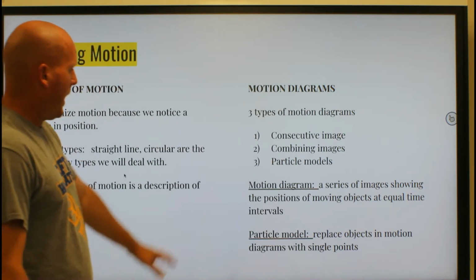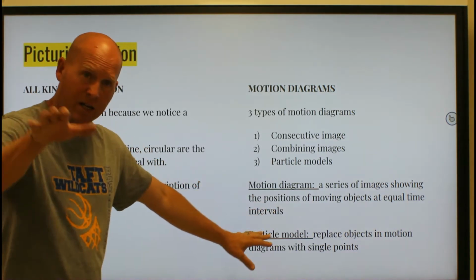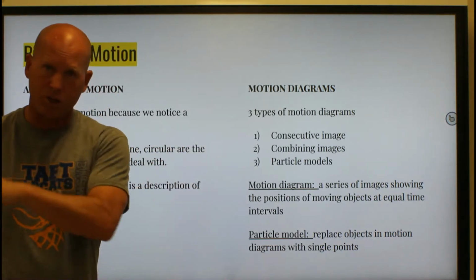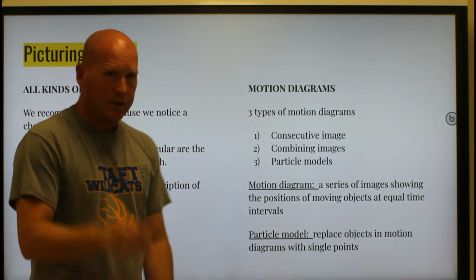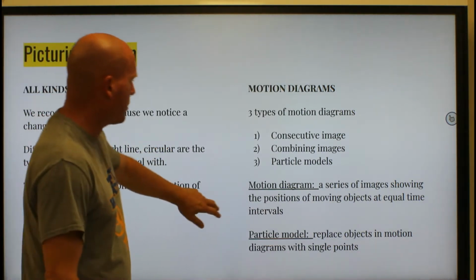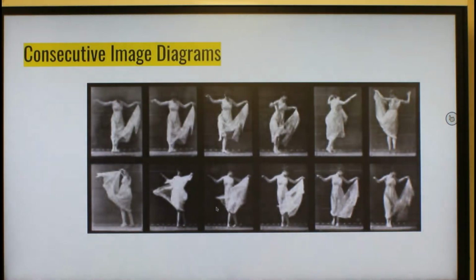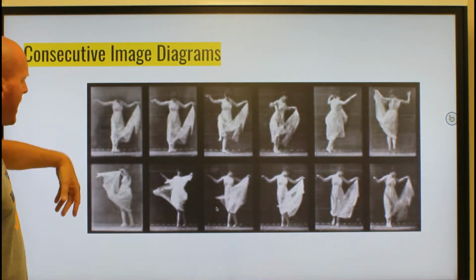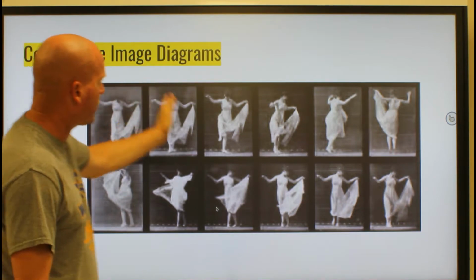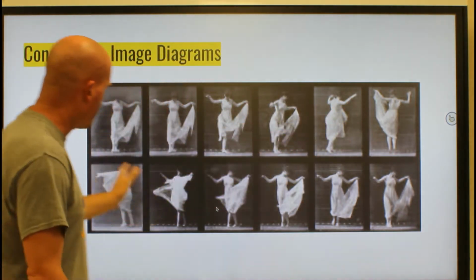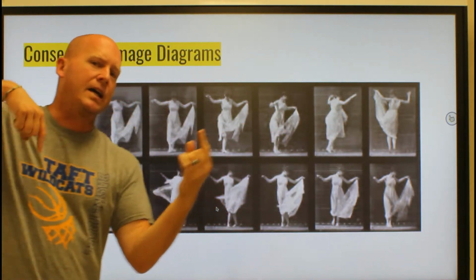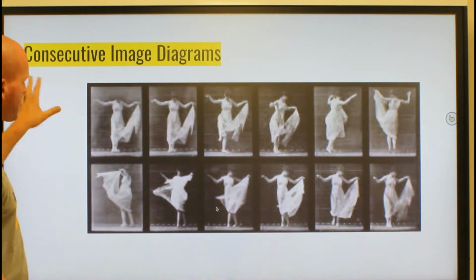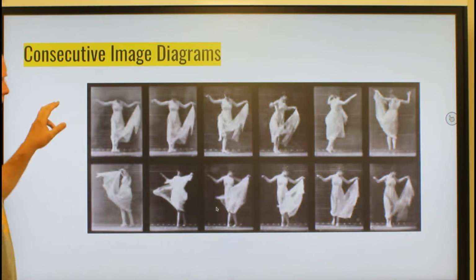So some definitions, they're in there. Motion diagrams are a series of images that show you how the motion is changing. Particle model is represented by dots, but we're going to show you some examples right now. Here's an example of consecutive images. You can see she has her dress, and as you progress through the images, you can get an idea of what her motion actually is. So that's a consecutive image diagram.